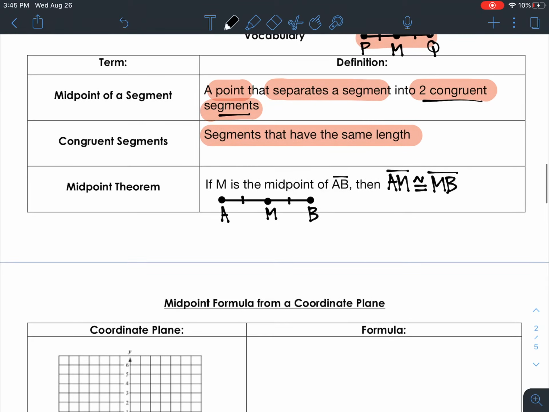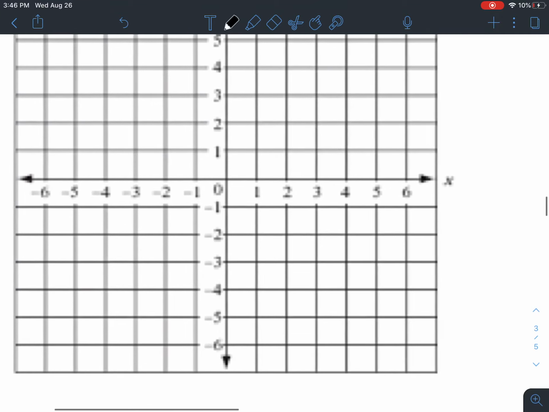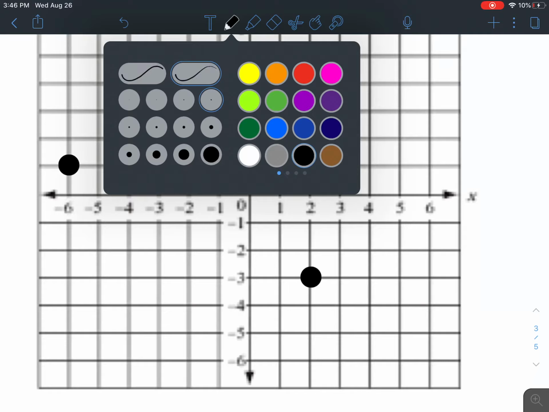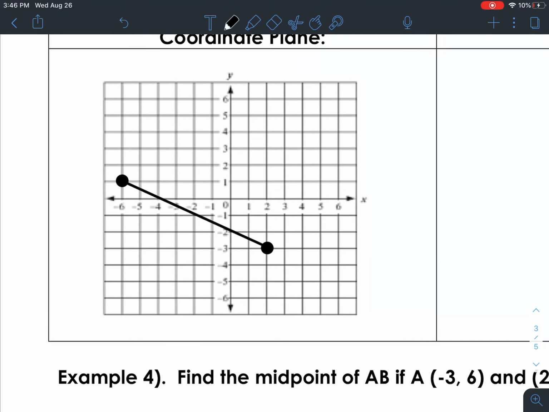Okay, so let's actually now talk about, though, how do we get that from a coordinate plane? So once again, let's plot some points, and we're going to then talk about the general formula, and then we're going to apply it. So let's go ahead and plot the points this time. Let's do -6, 1. And then let's go ahead and do 2, -3. And then let's connect those. Okay, so what we need to do is we need to find the midpoint, all right, between those 2 points.